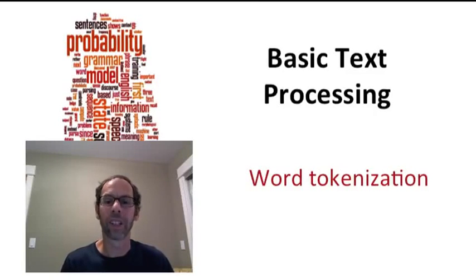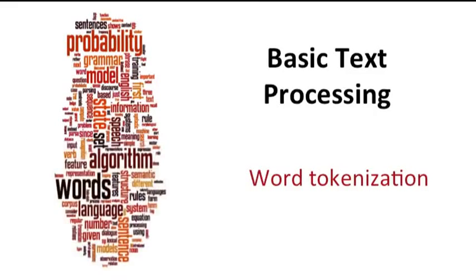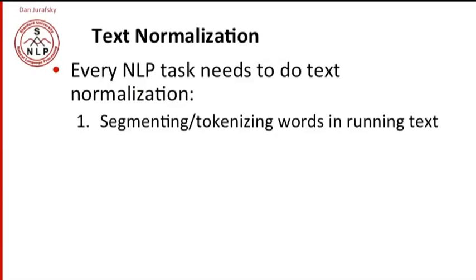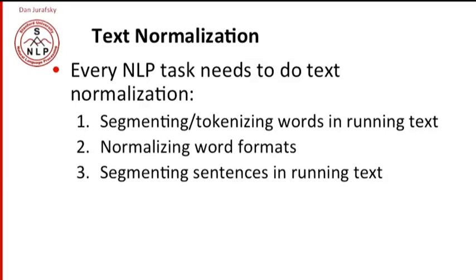Word tokenization is an important part of text processing. Every natural language processing text has to normalize the text in some way. We start by segmenting or tokenizing the words off. We often have to normalize the format of each of the words. And as part of this process, we're going to have to break out sentences from the text. So let's start by talking about this kind of word tokenization.